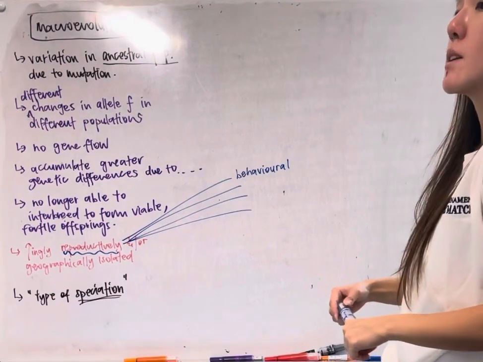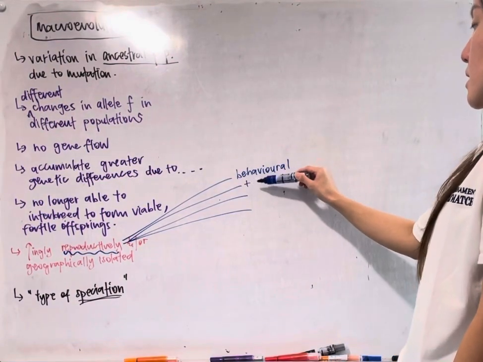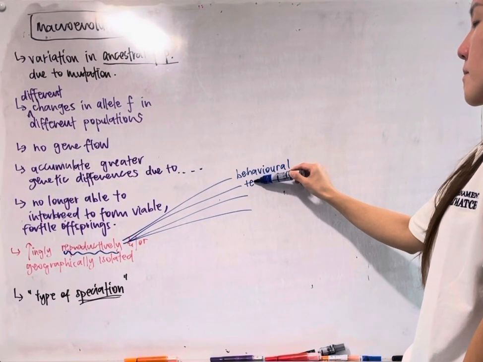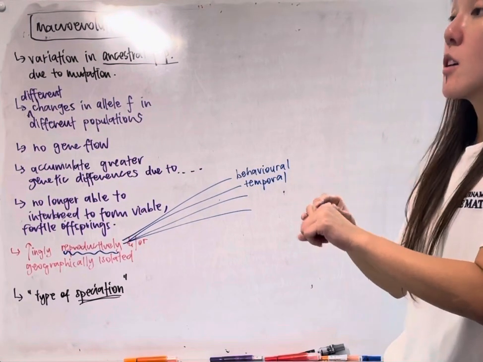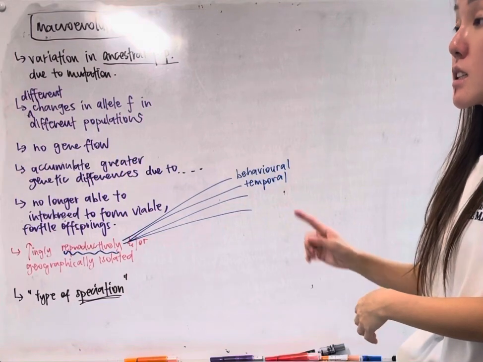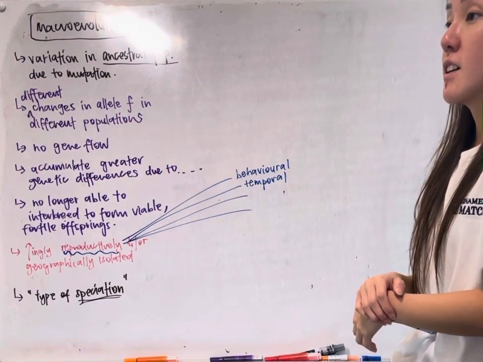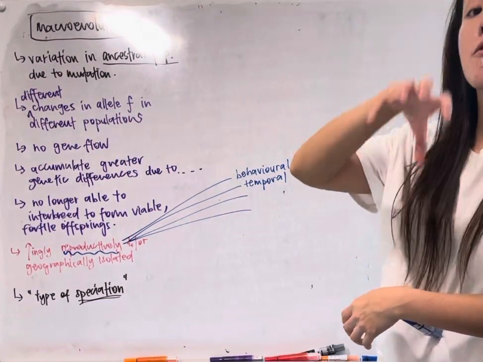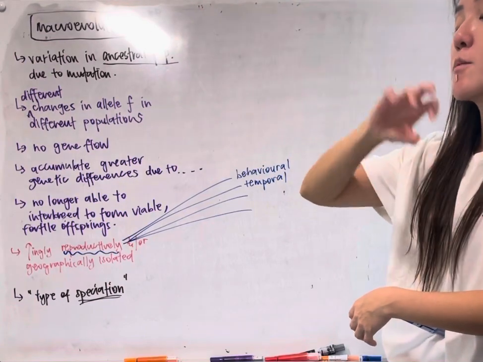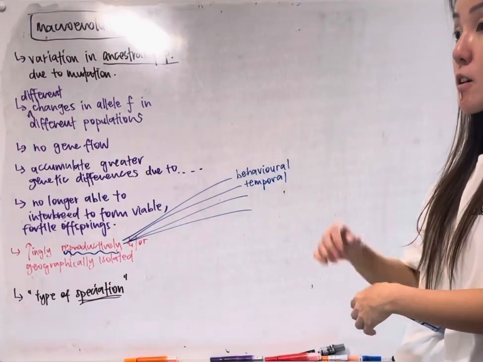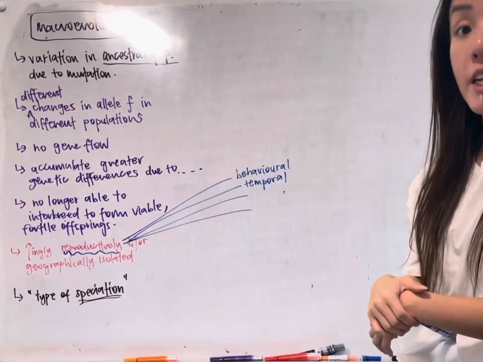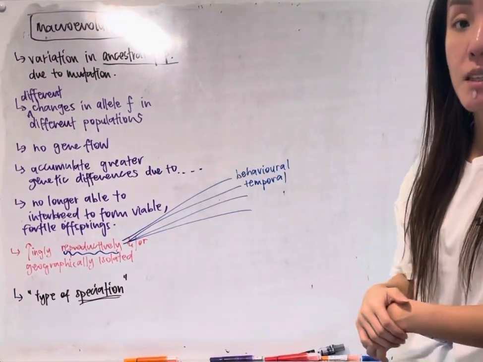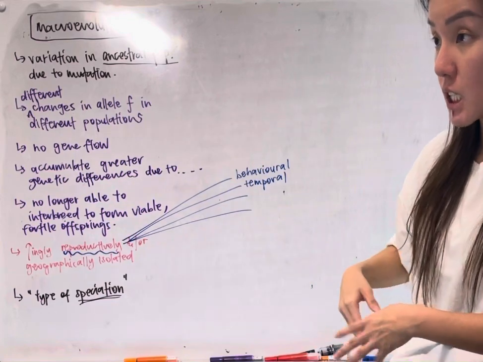The second one is what, Myra? Start with T. Temporal. You know what temporal isolation is? It's a type of reproductive isolation. It means different mating seasons, different times of mating. Sometimes, even though they may share the same geographical location, they have different mating times that will not overlap with each other. Alright?